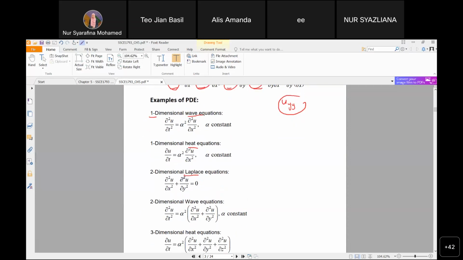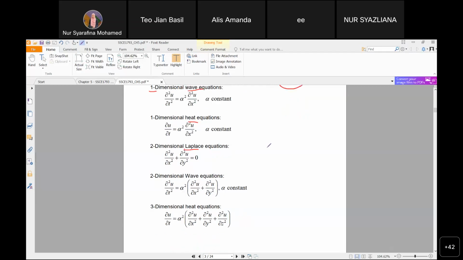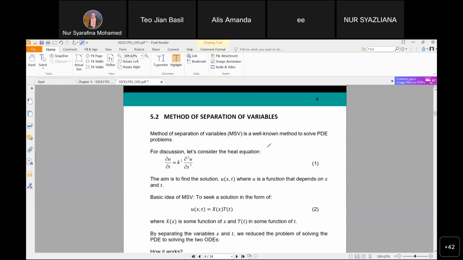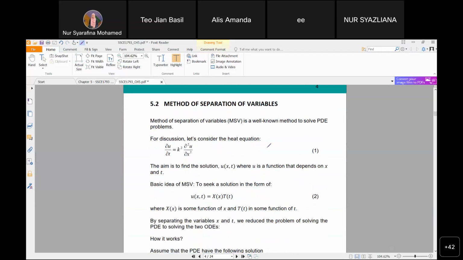So these are examples of PDE that are used in real life applications. So how can we find the solution of this? By understanding what the PDE itself is. So now we have MSV. In order to use this MSV, you have to know what the expected solution is that you want to seek.